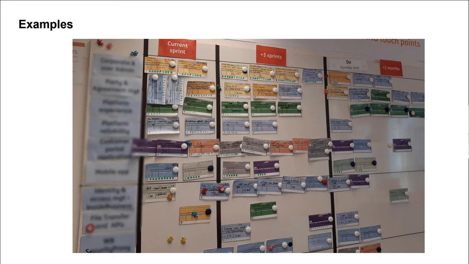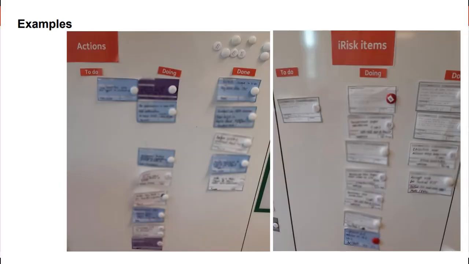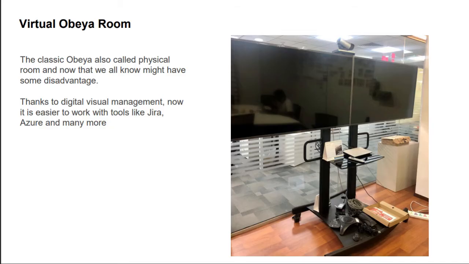Okay, then I am showing you another example of a wall from another bank. So this is an example of another bank, the sprint roadmap wall. This is the performance wall example. This is the risk, so you can even put risk also. In my company, I just put the action and blockers. You can put the risk also. This is another example from a different bank.